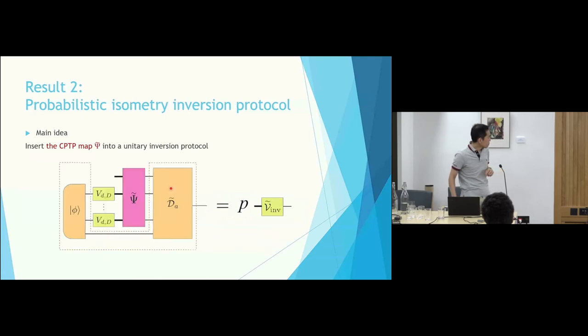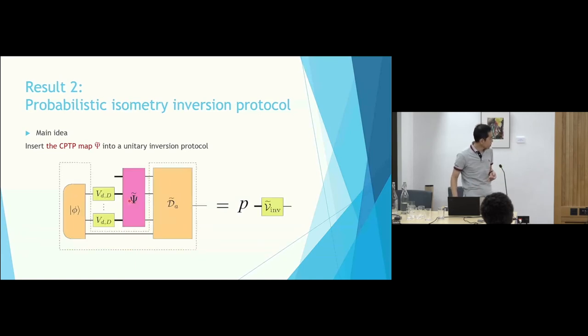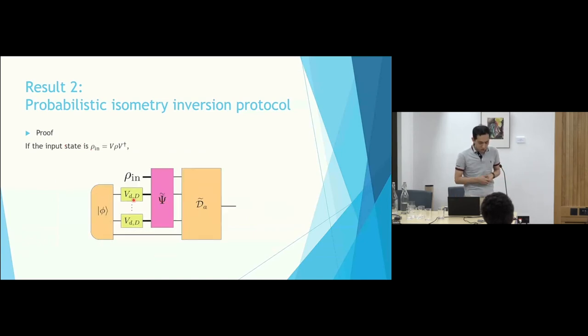So we start from the unitary inversion protocol, that's the phi and tilde d that I mentioned a couple of slides ago, and you insert this psi tilde in here. So why does this work? Well, let's see, in this particular scenario when this rho sub n is equal to rho on which you apply v, like this.